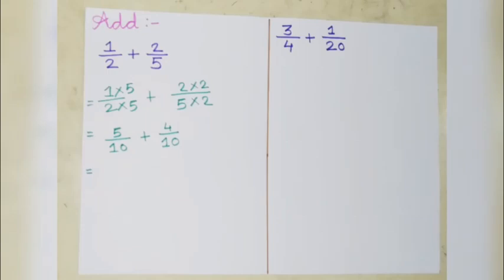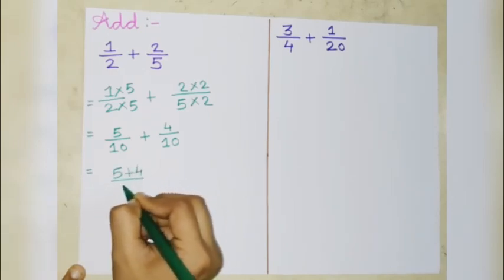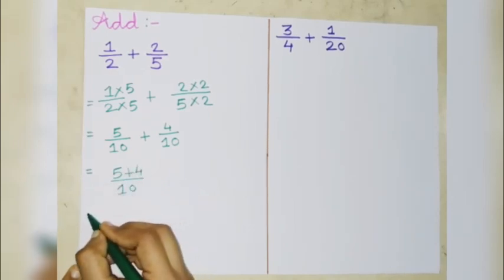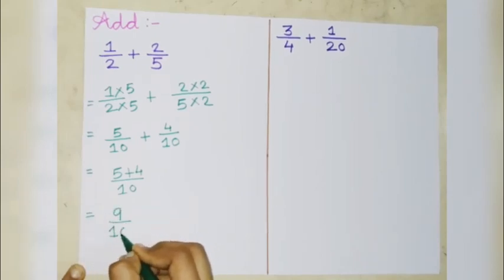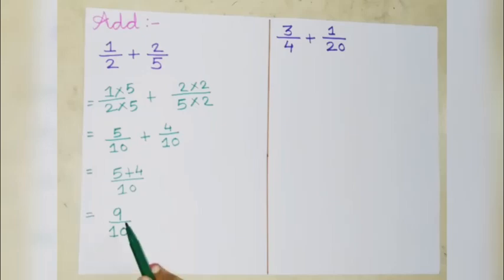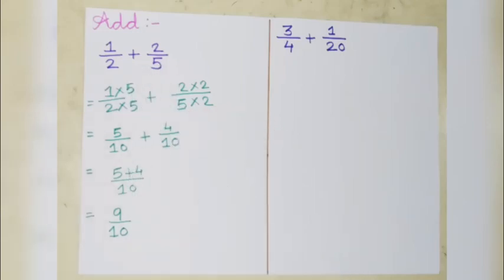Children, we changed the denominators of both the fractions to 10. So now we can add 5 plus 4 upon 10. Children, 5 plus 4 is 9 upon 10. So the final answer is 9 upon 10. Children, we can convert such unlike fractions into like fractions and we can solve our question. We will see the next question.